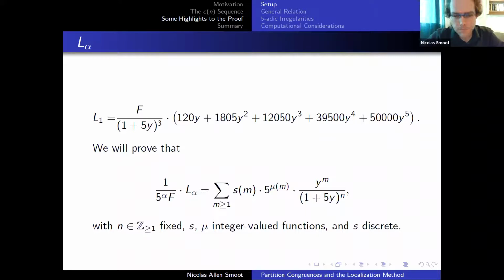But the idea here, and I'll at least stick to this slide for a moment, is to show that each L alpha, when you divide out by f and the necessary power of 5, you can write in this kind of form here. So m greater than or equal to 1. This is finite, so it's not an infinite series. Sum over m of 5 to a certain power, y to the m over 1 plus 5y to the n. And the idea is you apply an appropriate U operator, and what you get is a large mess of objects. And you reorganize everything, and the net power of 5 is 1 more than what you want. So you very, very carefully design the space, and you define this mu of m very, very carefully.